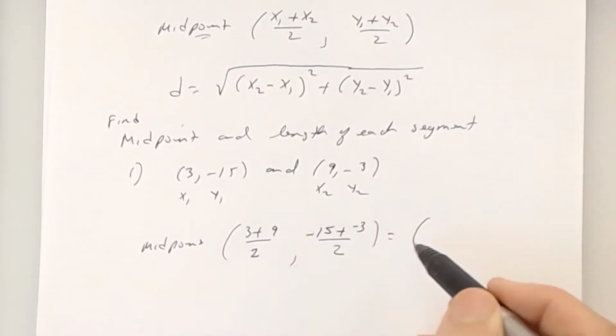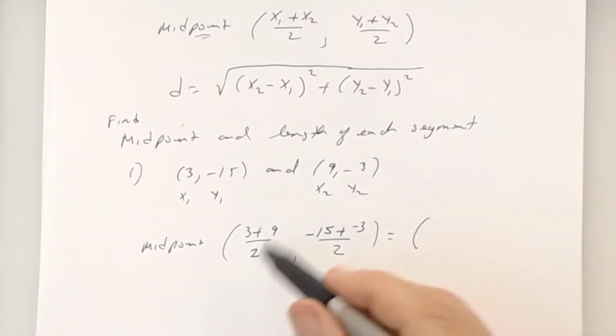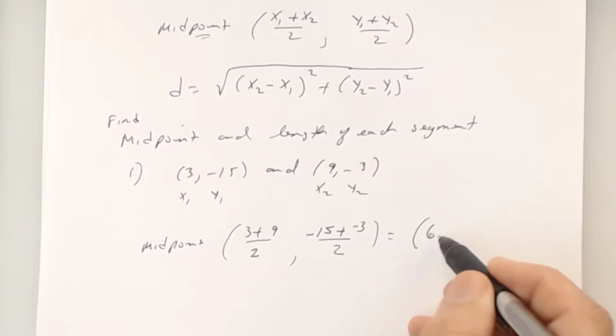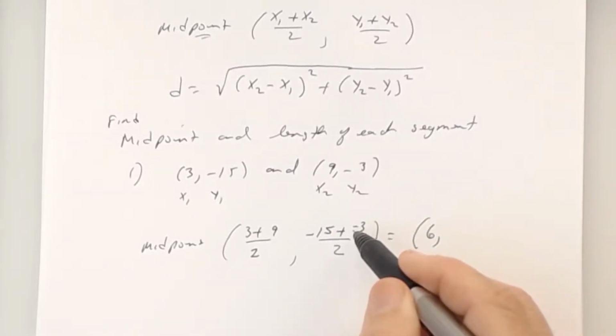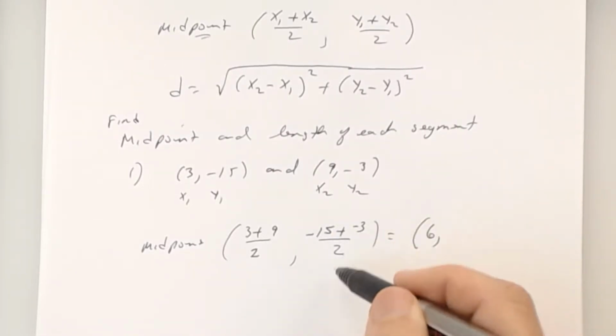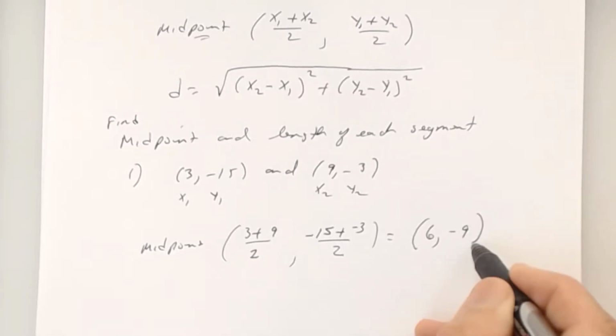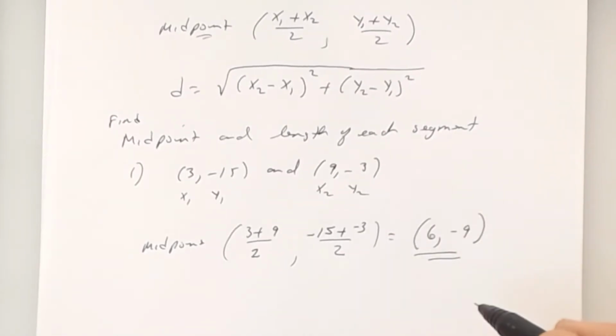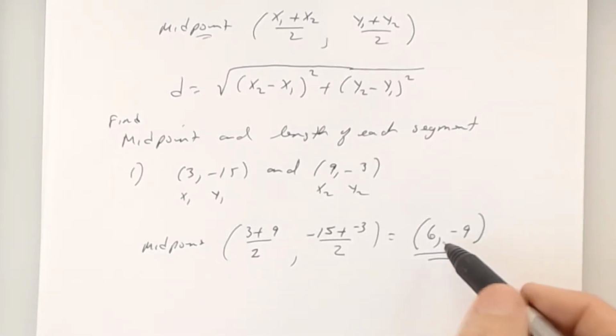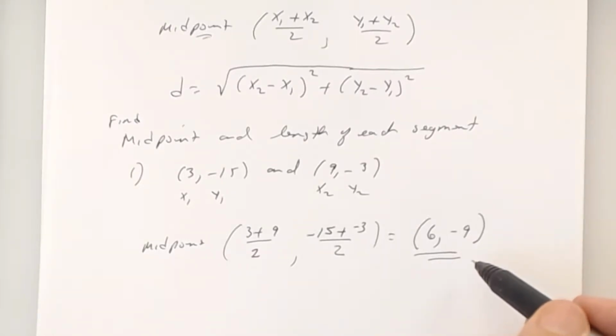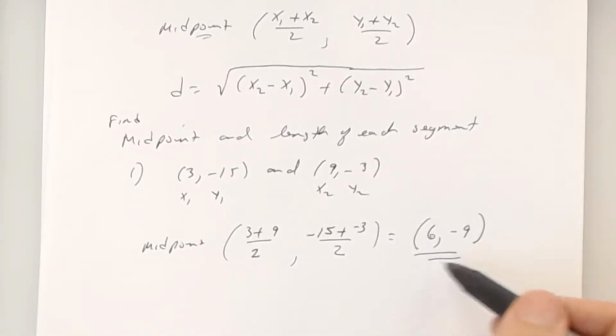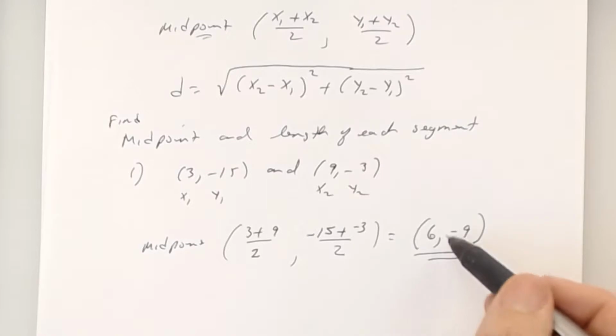And so what's 9 plus 3? And what's 12 divided by 2? 6. What's negative 15 plus the negative 3? And what's half of that? Okay, y'all agree? So that's your midpoint. So the point that's in the middle of that segment is 6, negative 9. Okay? Now remember, a midpoint is a point, so you need to write it as a point. An x coordinate, a y coordinate.